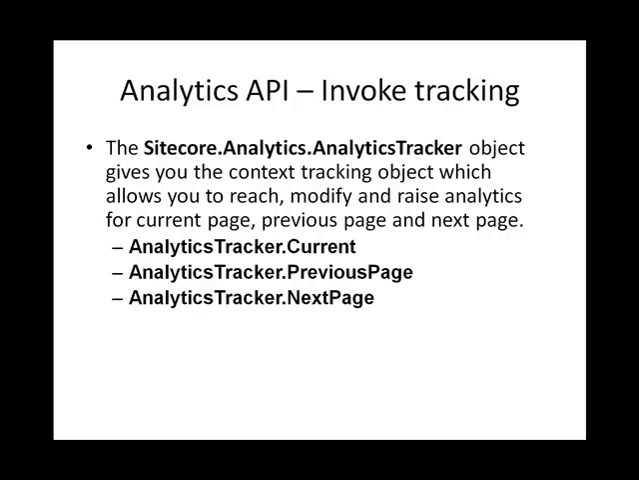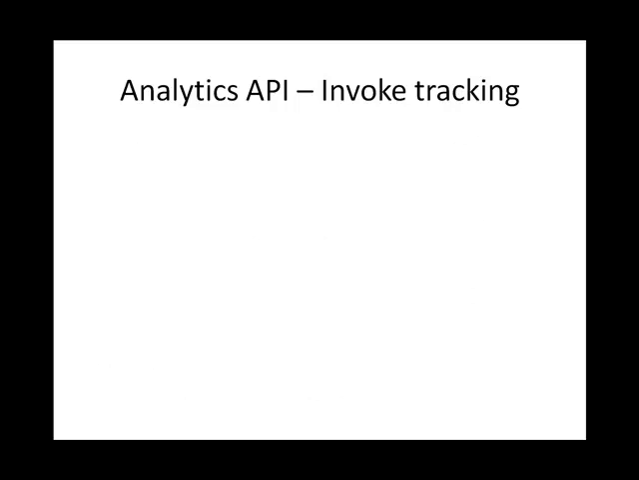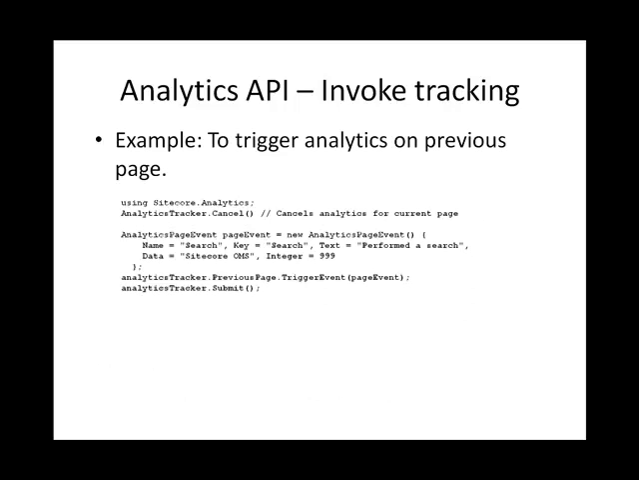The Sitecore analytics tracker object gives you the context tracking object, which allows you to reach, modify, and raise analytics for the current page, previous page, and the next page. Each of these returns the analytic page object, which allows you to invoke other analytics. So, for example, if we wanted to trigger some type of event that occurred on the previous event, here's how you would do it using the Analytics API.